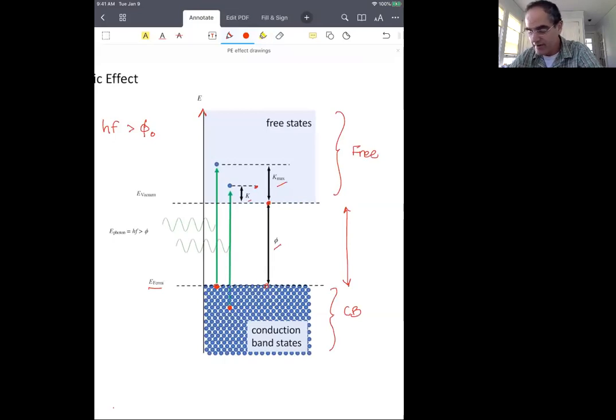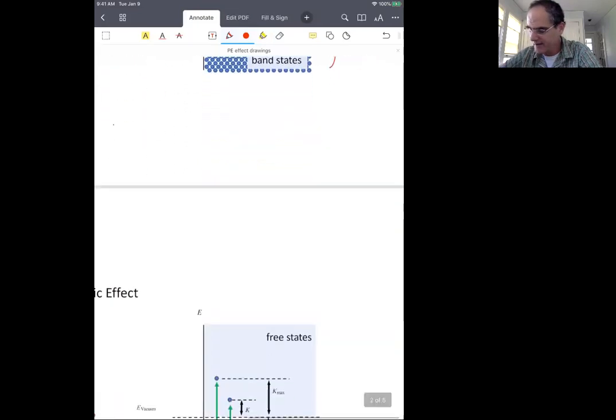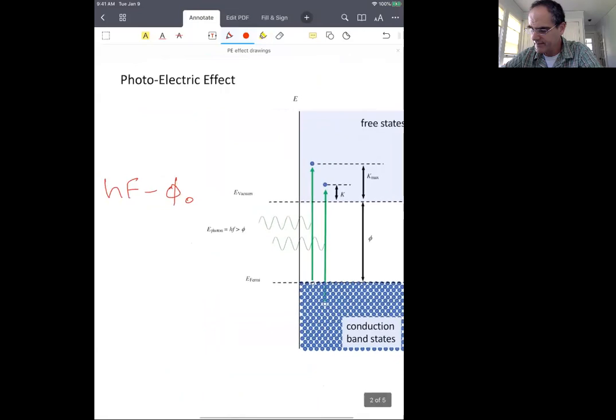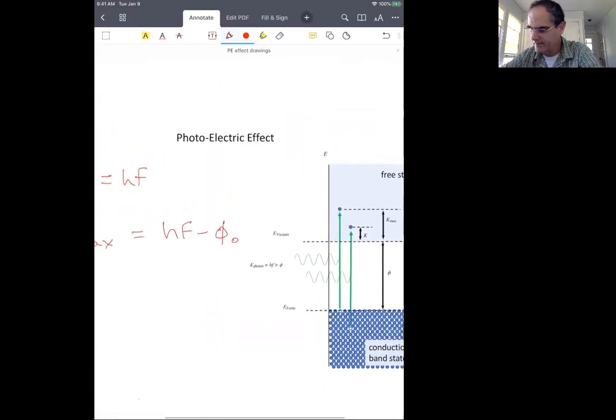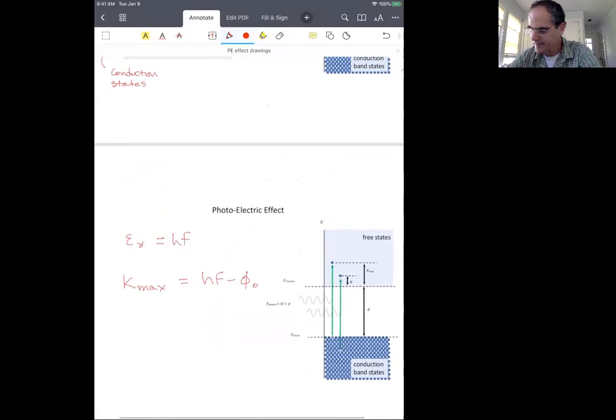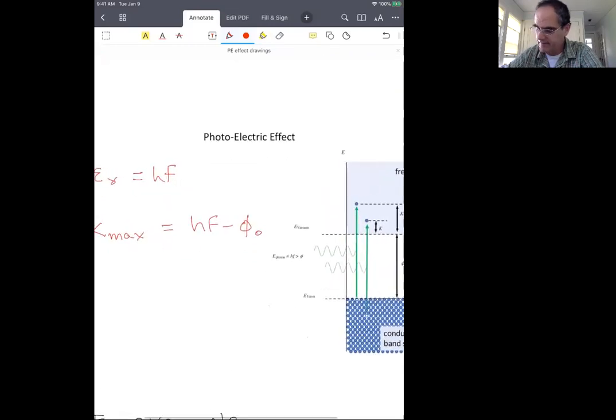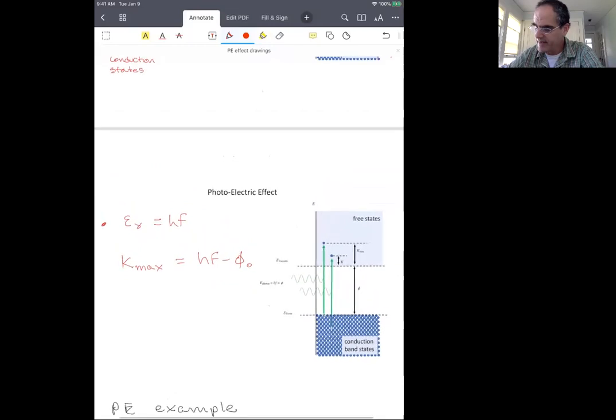Very good. So that's what we want to get from this picture. Here, just to sum up what we found, starting with Einstein's idea that the energy of a photon is given by hf, we can see that the maximum kinetic energy an electron can have is hf minus the work function from energy conservation. Okay, let's stop there.